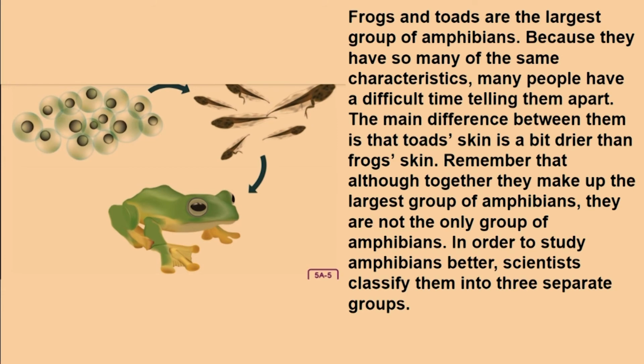Frogs and toads are the largest group of amphibians. Because they have so many of the same characteristics, many people have a difficult time telling them apart. The main difference between them is that toad skin is a bit drier than frog skin. Remember that although together they make up the largest group of amphibians, they are not the only group of amphibians. In order to study amphibians better, scientists classify them into 3 separate groups.